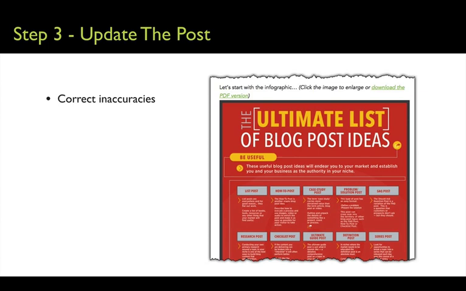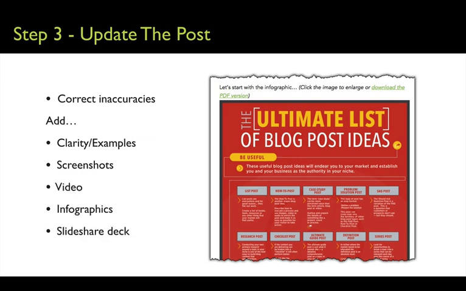All right, now step 3 is to update the post. So what you're going to do is go into that post that you're going to update. You're going to correct any inaccuracies in there. You're going to add things like clarity and examples, right? So you might go in and add some more examples of, in this case, we had a bunch of blog post ideas, so we added a few more. We added images and things like that. So we added screenshots, video, infographics.